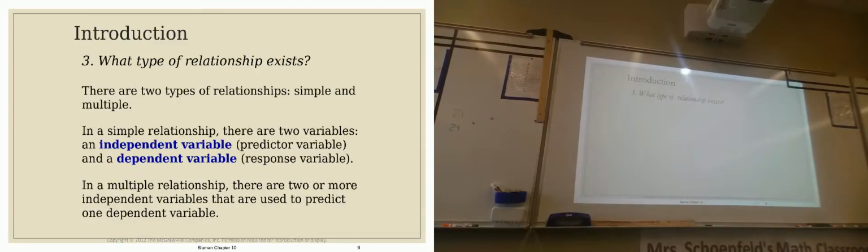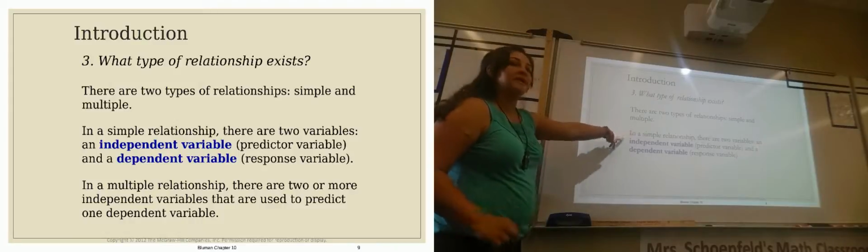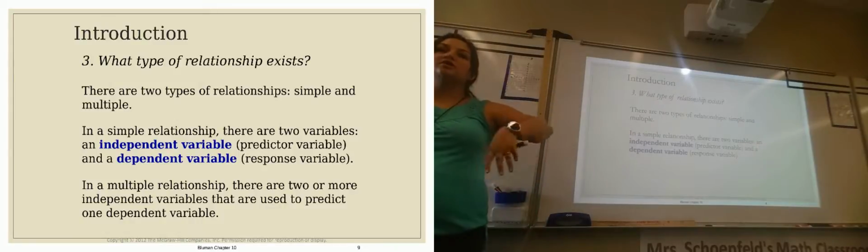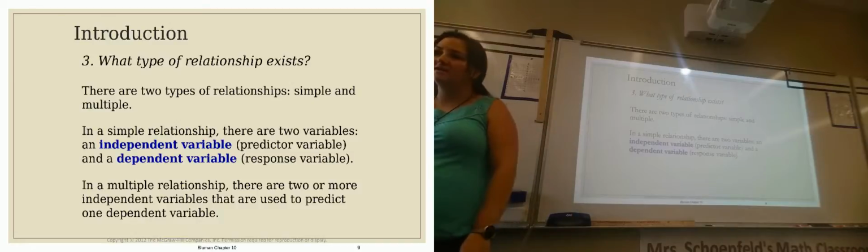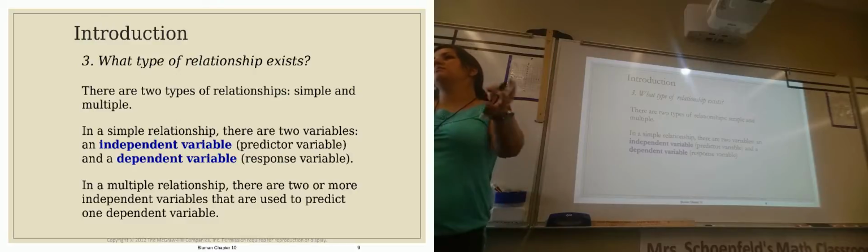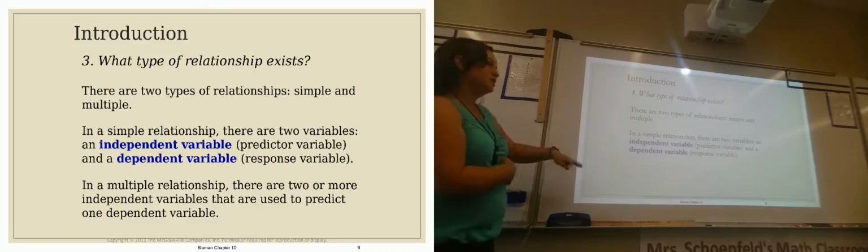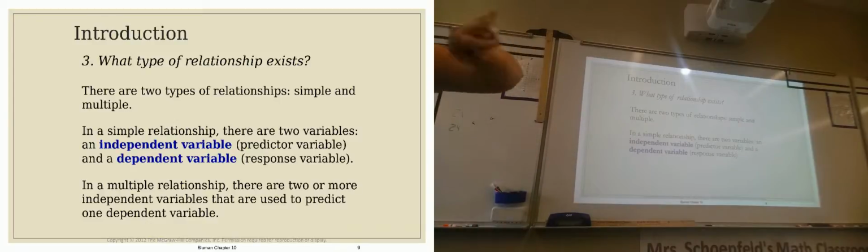Okay. What type of relationship is it that exists? Simple and multiple, so we're not doing that multiple piece. In a simple relationship, there are two things that we worry about, independent and dependent. So usually we'll have like time and something else. Time and distance. So the distance would depend on the time. Time is usually the independent variable because time is going to do whatever it's going to do no matter what.